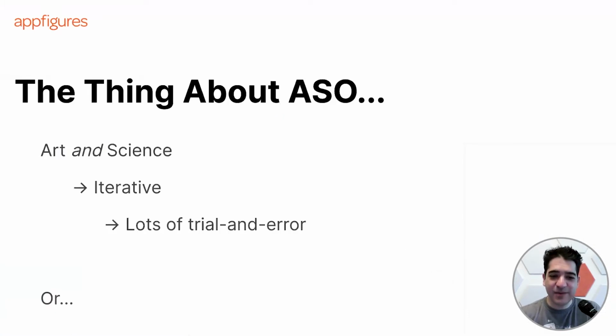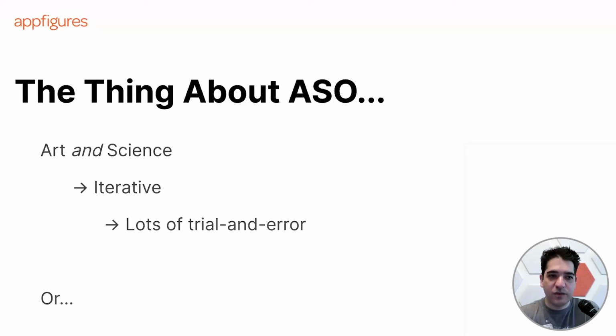So the thing about ASO is, and I've said this to anyone who asks me, I see it as part art, part science. And the reason for that is there is data, a good amount of data, but a lot of it, interpreting it, is not necessarily as straightforward, meaning a higher number of one thing is not necessarily better, and a lower number of another is not necessarily worse.